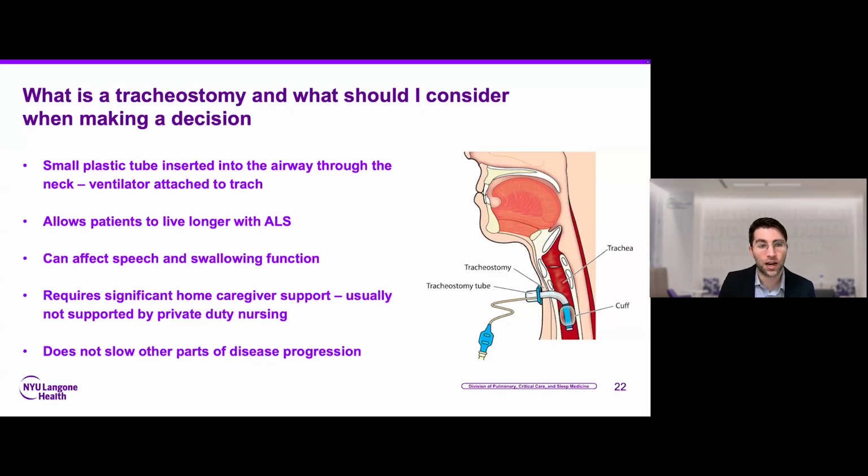Unfortunately, in the United States, most people do not have access to 24/7 care through any sort of insurance, and many private duty nurses may not be comfortable providing tracheostomy care, and it really is kind of around the clock support that is needed. And of course, while the tracheostomy can help with the respiratory issues from ALS, it does not slow the other parts of disease progression.